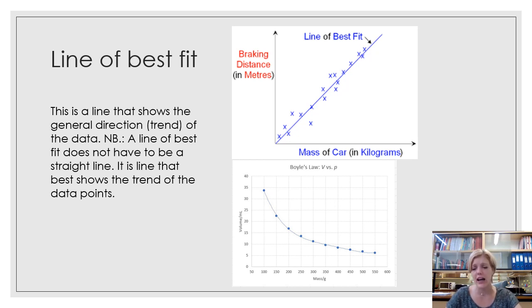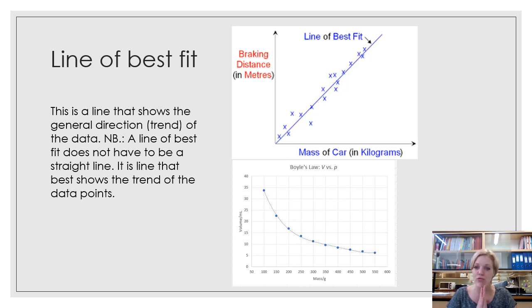Typically speaking, we like the line of best fit to go through the origin. However, depending on the data, it doesn't necessarily have to go to the origin. What is the origin? That is where the x and the y axes intersect. You don't have to do the line of best fit through there. Sorry, the line of best fit does not have to be a straight line. Sometimes it can be a curved line, especially with an inverse correlation.